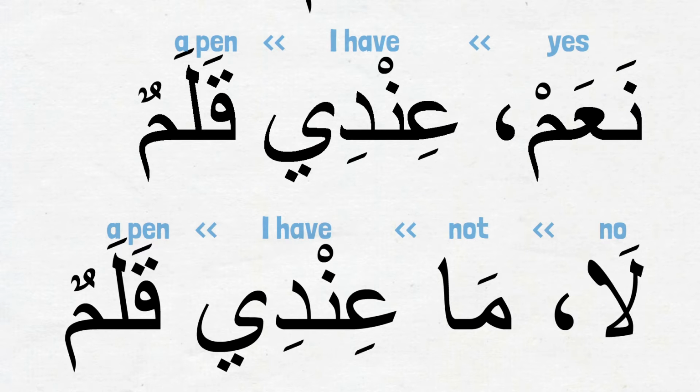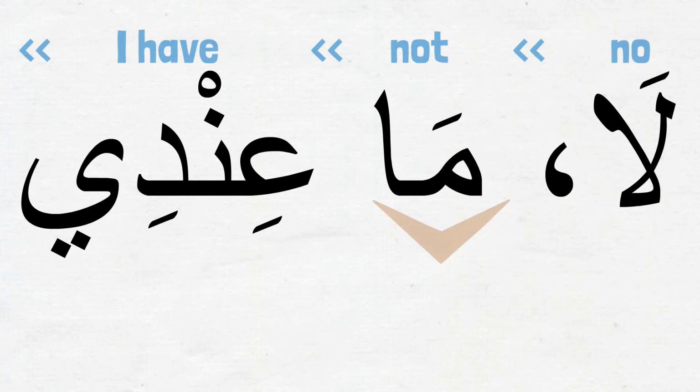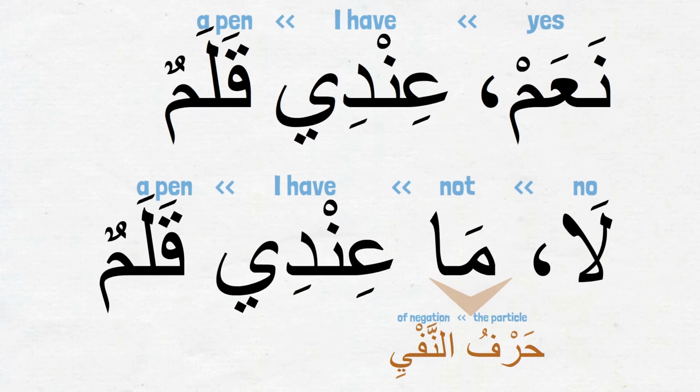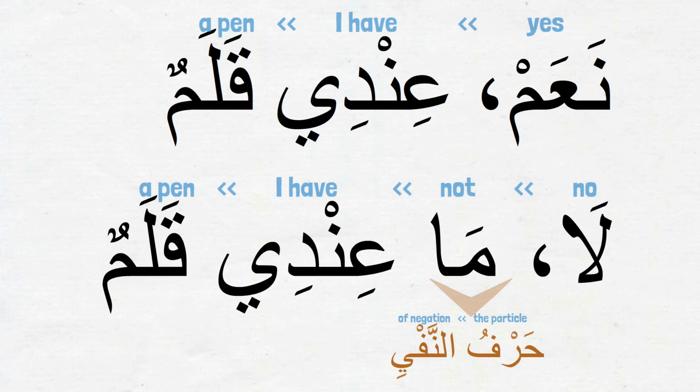And if you want to say no, I do not have a pen, we say la ma indi qalamun. Here we are seeing the new meaning of the word ma. Ma is coming as a negation particle. In Arabic it is called harfun nafi. In other words, it is a harf that negates what comes after it. Here ma is negating indi. So Indi qalamun means I have a pen. And ma indi qalamun means I do not have a pen.